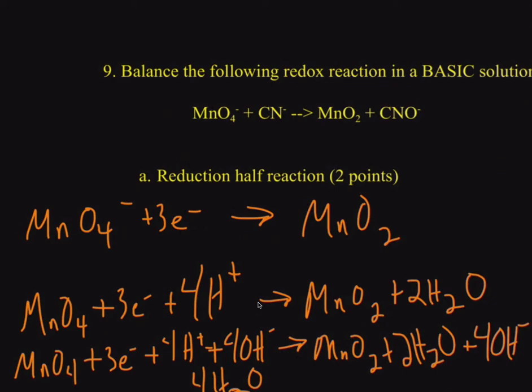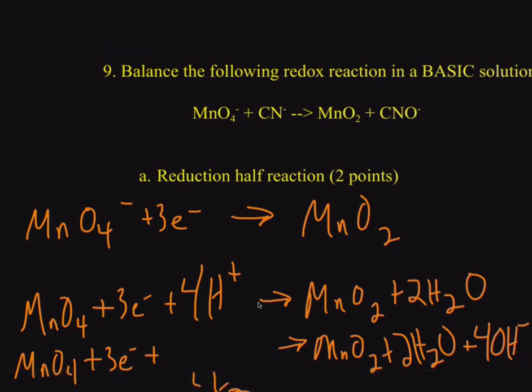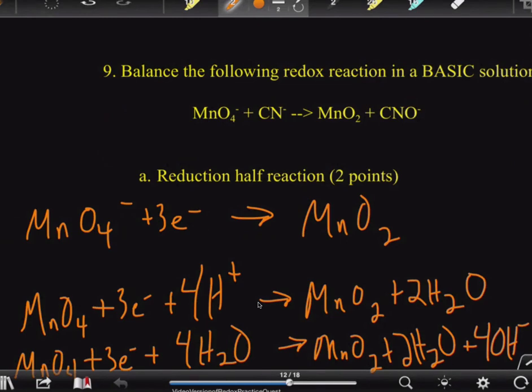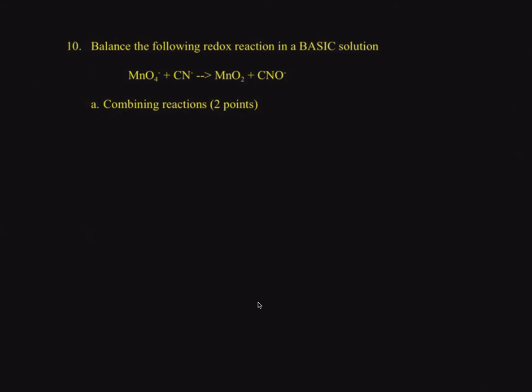Okay, so these hydrogens and hydroxides are going to get together, and they're going to form 4 water molecules. Alright, so now that we've got the 2 half reactions balanced, we're going to put the 2 halves together here. We're going to combine, and then we can cancel out things that appear on both sides, which will give us the final reaction.